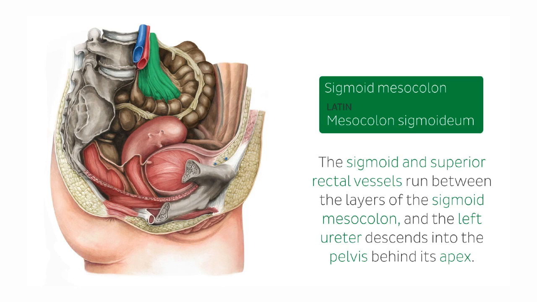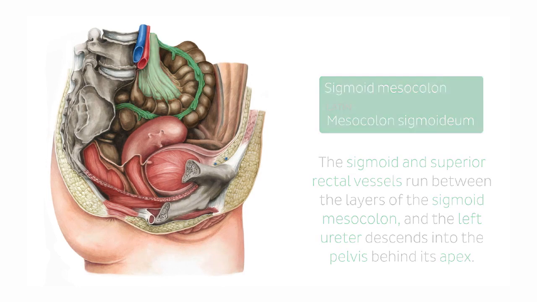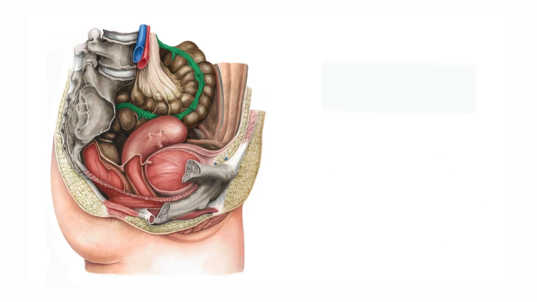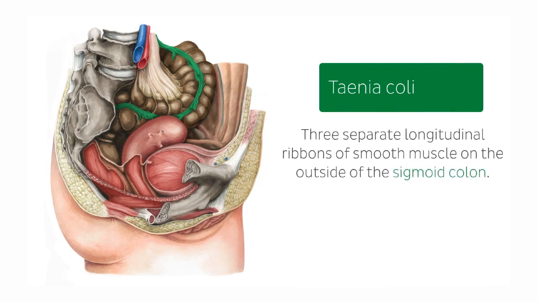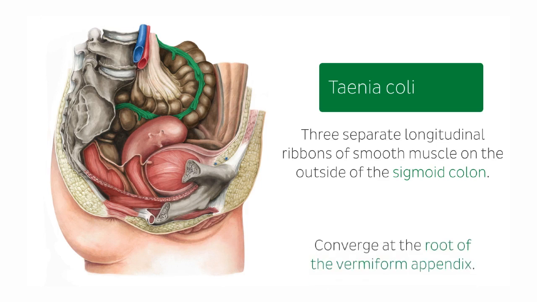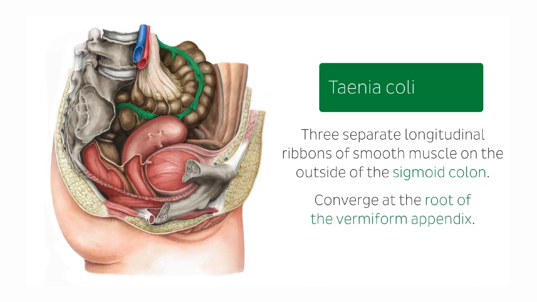So this is enough information about this structure. We're ready to move on to this new highlight here. This is the taenia coli. The taenia coli, plural, are three separate longitudinal ribbons of smooth muscle on the outside of the sigmoid colon. They are visible and can be seen just below the serosa and fibrosa layers, and the bands can converge at the root of the vermiform appendix.